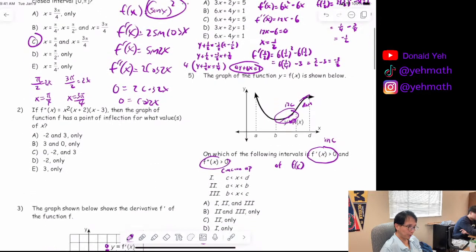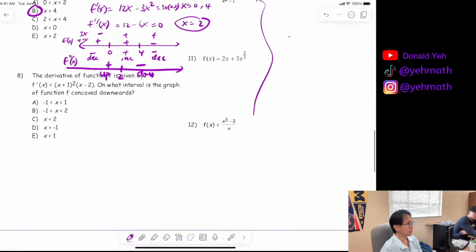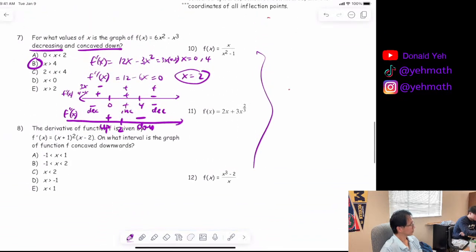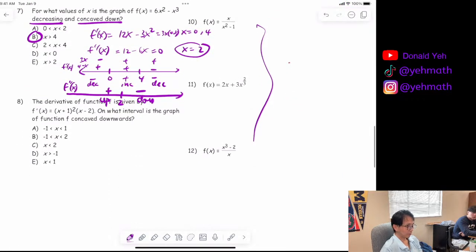Any other question you want me to go over? I went over the whole homework. You're not going to go through the last three? Which three? The last 10, 11, 12. Which one? Either, pick one. Number 10.